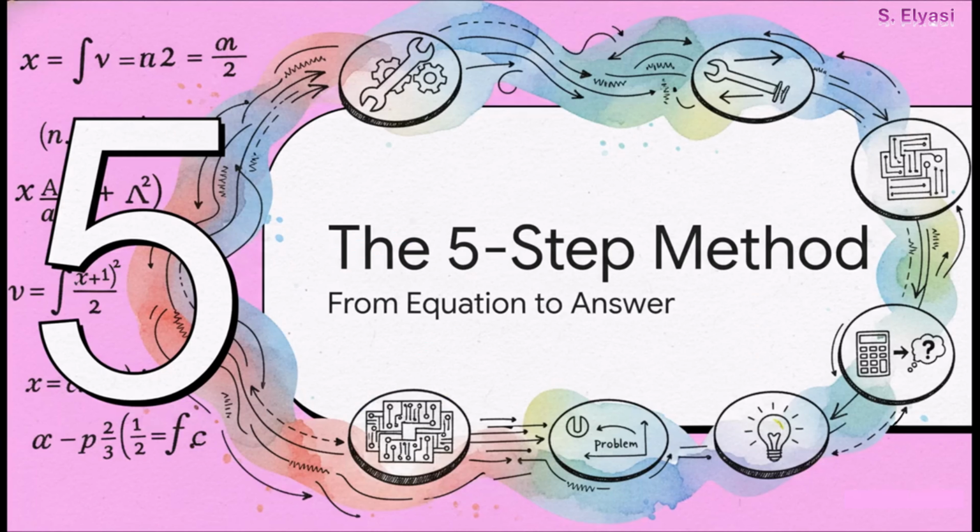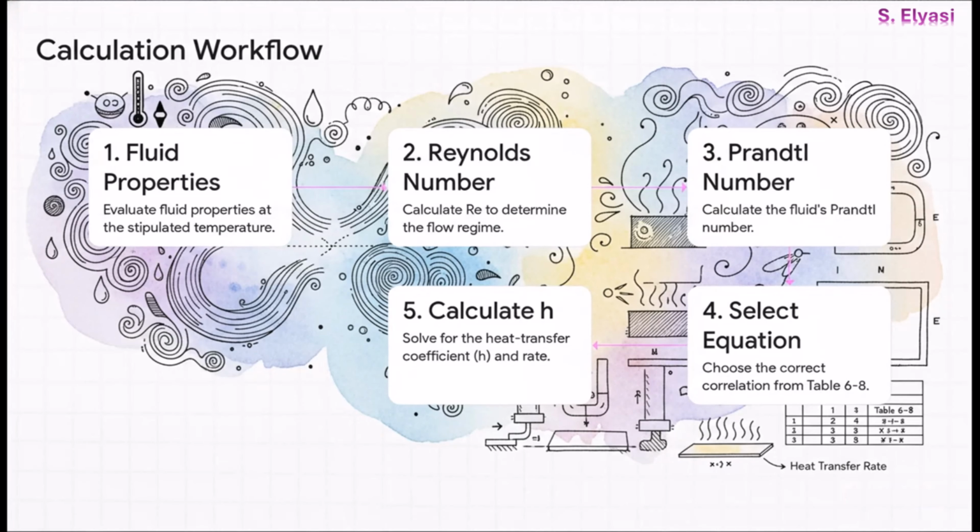Okay, you know the language, you know how to pick your tool. Now let's put it all together into a repeatable workflow, a method that's going to get you from the problem statement to the final answer every single time. Here it is, your 5-step method. Step 1, find all your fluid properties, density, viscosity, all that good stuff, at the right temperature. Step 2, calculate the Reynolds number. This tells you if it's laminar or turbulent.